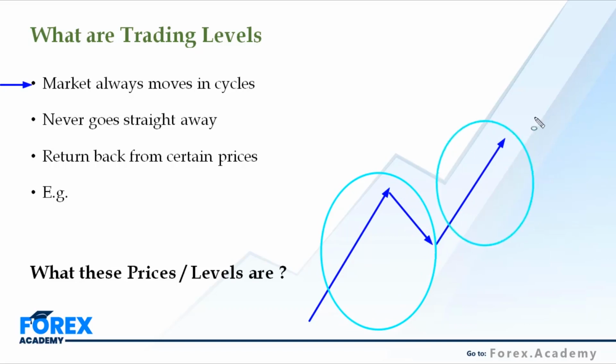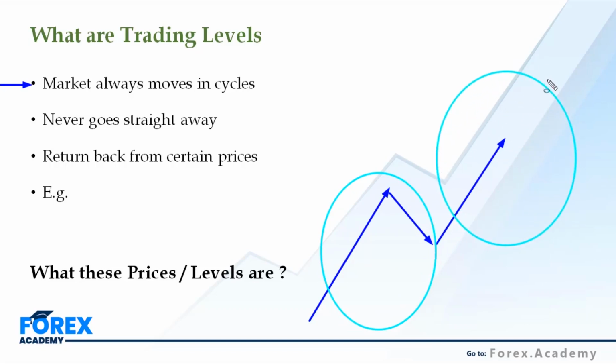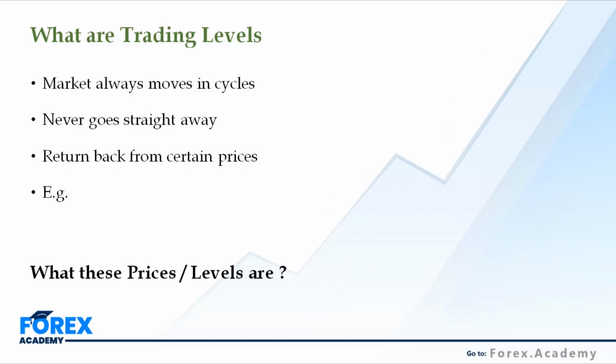Then the second cycle starts from here to here. So market always moves in cycles. So we can say that this is one of the reasons we can make money in the forex market. Market always moves in cycles. Market never goes straight away, and the market returns from a certain level. And all we need to do is identify this particular level.